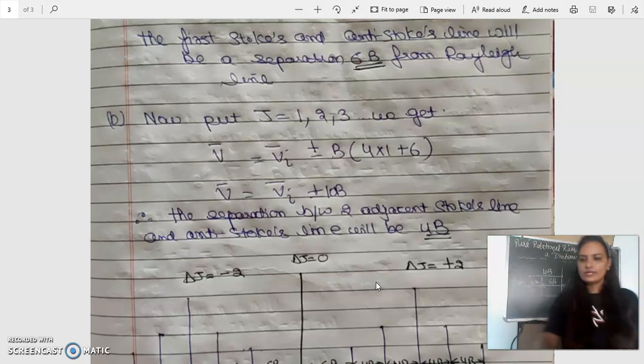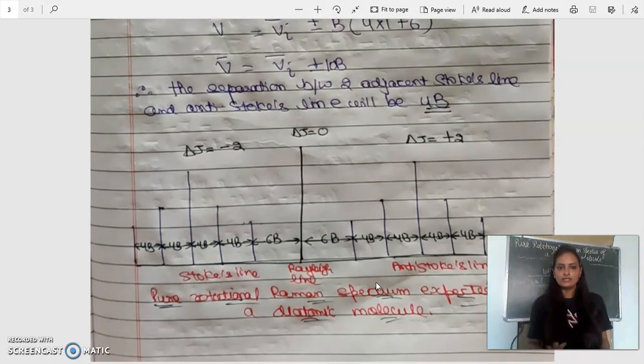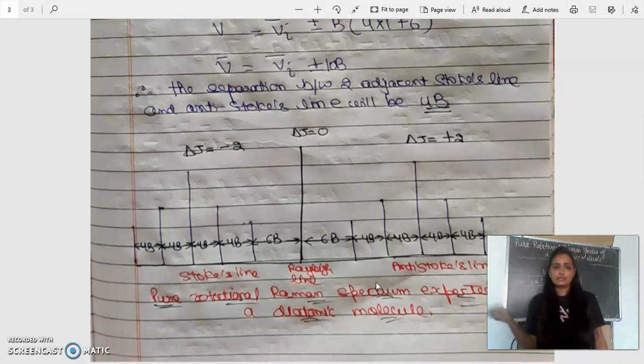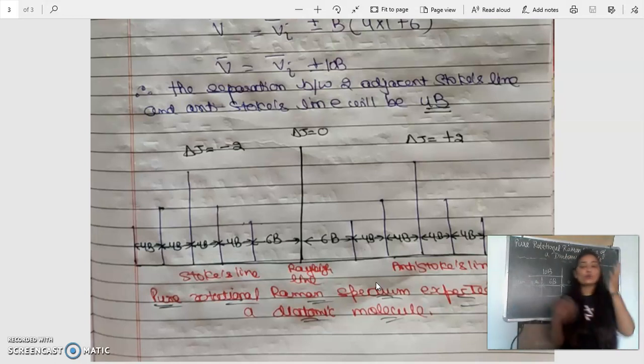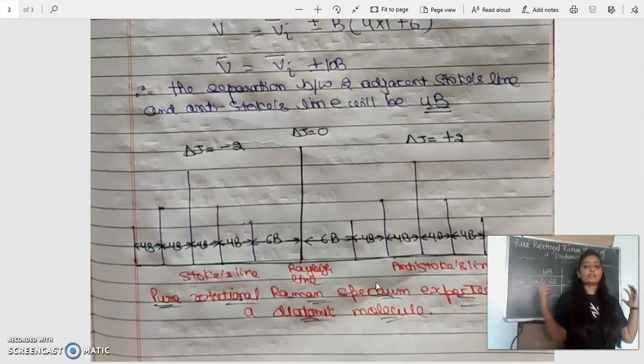Similarly, you will get the pure rotational Raman spectra looking something like this. You can see the first separation is 6B, and later all the separations are 4B, 4B, 4B and so on. I have already explained that in the above equation: keep putting the values of J as 1, 2, 3 and so on, and you will get the separations on both sides of the Rayleigh line. As you know, on the left side we represent the Stokes lines and on the right side the anti-Stokes lines.